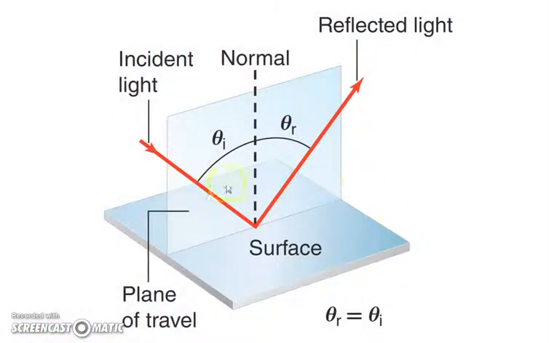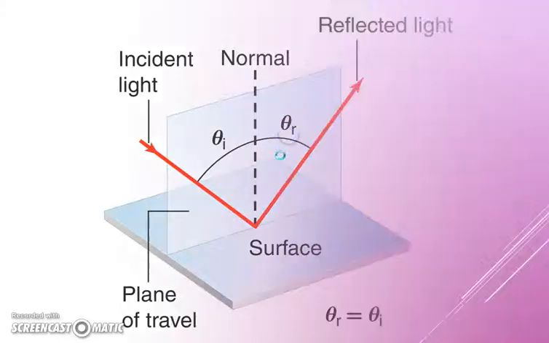So here we have your incident ray coming in. You have your theta I with the normal. Now, normal, remember, is a perpendicular to your surface. Okay? So when that incident ray comes in, it's going to hit your surface. Because it's reflected, it's going to bounce off at the exact same angle to give you your reflected ray. So theta r and theta I are equal.